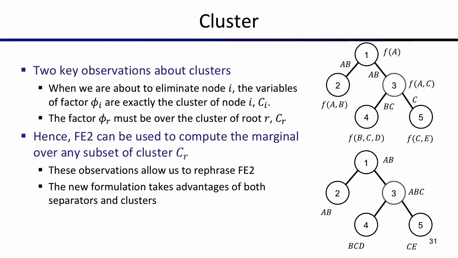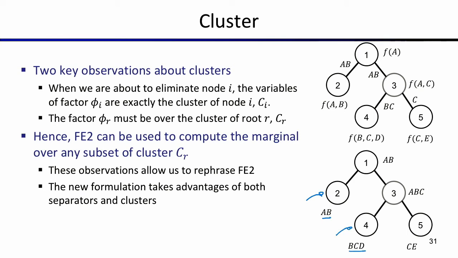And there are 2 key observations about clusters. The first one is that when we are about to eliminate one node I, the variables in that node are exactly the variables in the cluster I. So for instance, when we are about to eliminate this node here, we have the variables A and B in this node. And when we are about to eliminate this node here, we're going to have the variables B, C, and D in there.